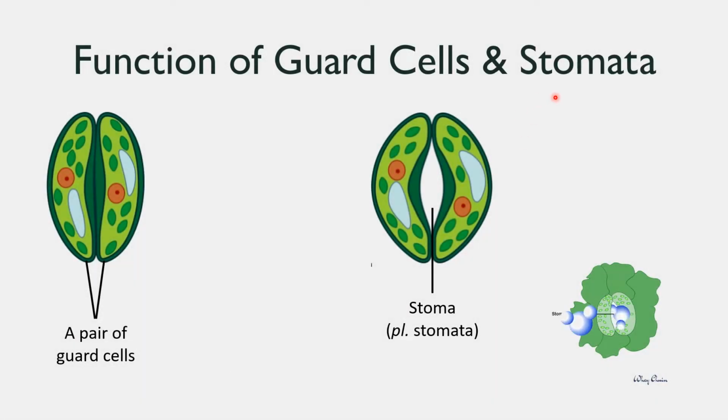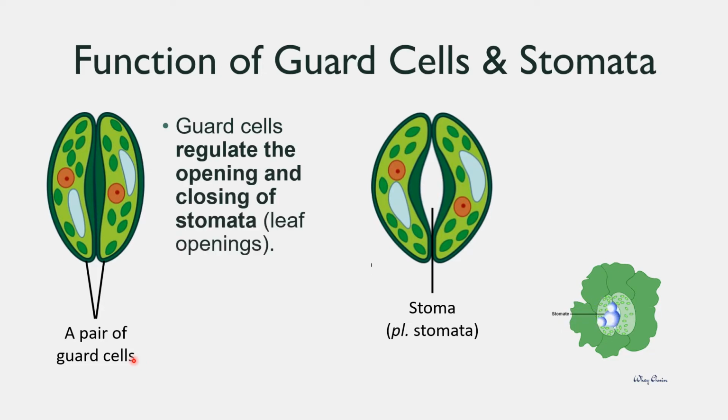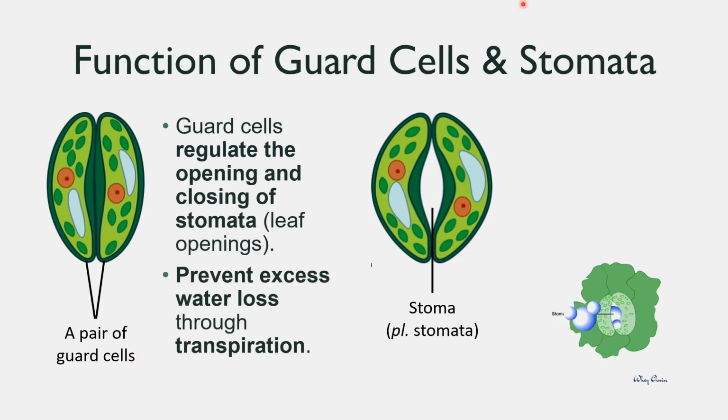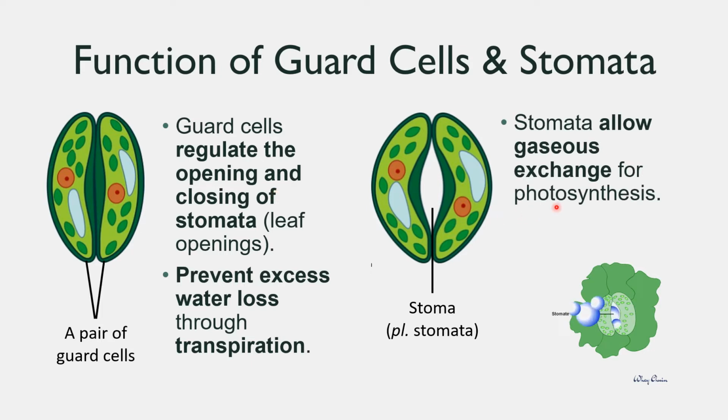Stoma or stomata are the pores regulated by a pair of guard cells, and guard cells are important to regulate the rate of transpiration by opening and closing the stomata. And stomata are important to allow gaseous exchange for photosynthesis, which means the carbon dioxide can diffuse into the plant cells and the oxygen can be released into the environment through stomata.